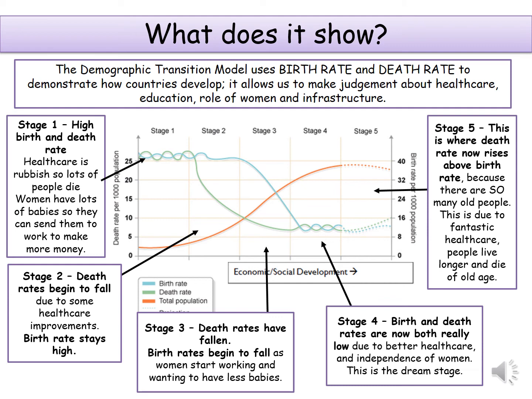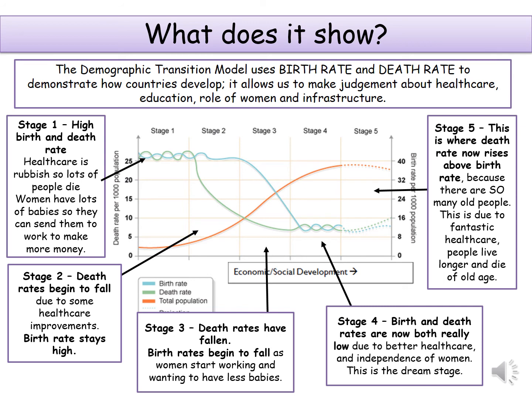So a quick recap. Stage 1, high birth and death rate, poor countries. Stage 2, death rate starts to fall, but birth rate stays high, still quite poor countries. Stage 3, death rates have fallen and birth rates also start to fall. This is where we get richer. These are our newly emerging economies. Stage 4, low birth rate, low death rate, rich HIC countries. Stage 5, very, very low birth rates, and your death rate is starting to go up because all of those old people are starting to die.